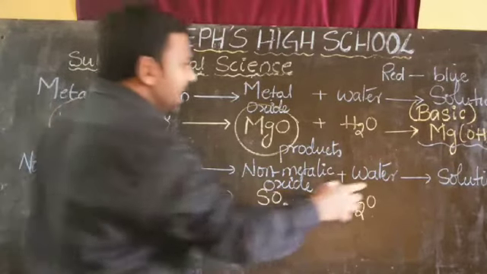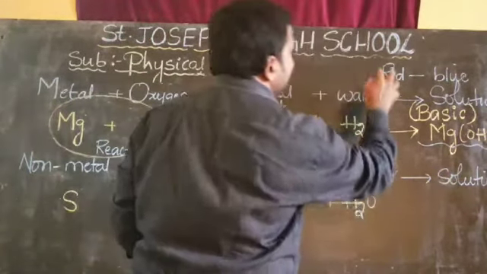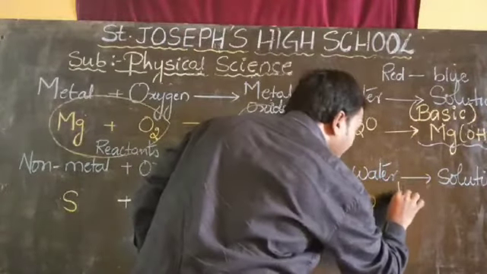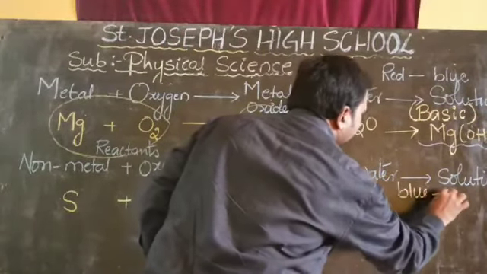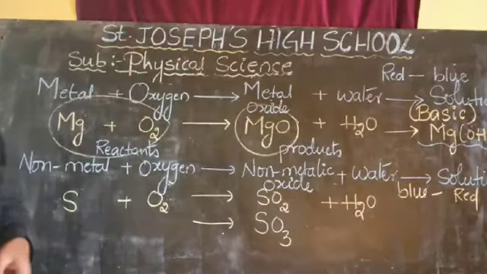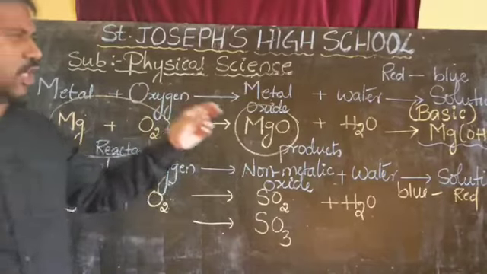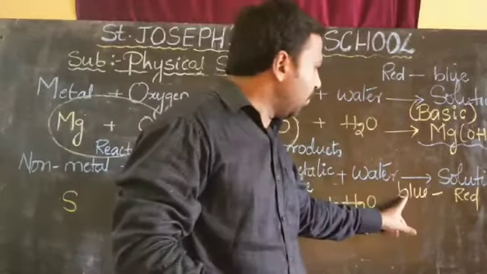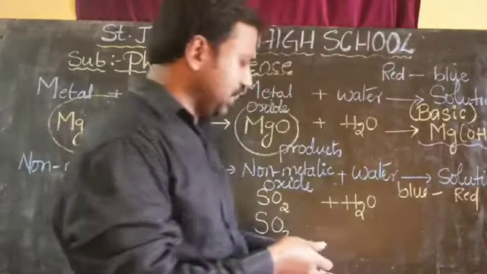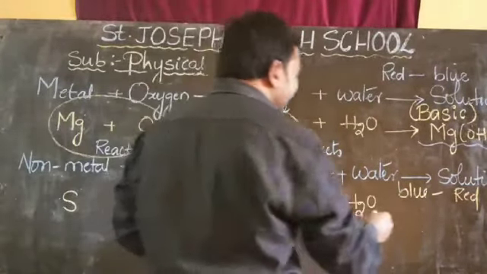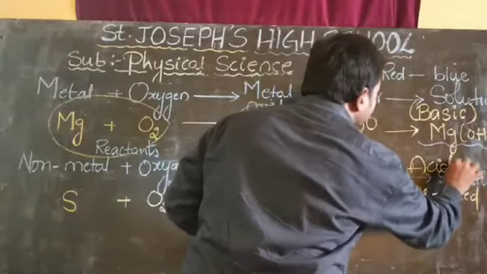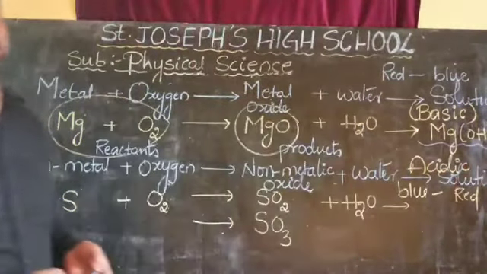If we test the solution with the litmus paper, we will observe that the blue litmus paper turns into red. We know that the solution in which blue litmus paper turns red is acidic in nature. What is it in nature? Acidic in nature.